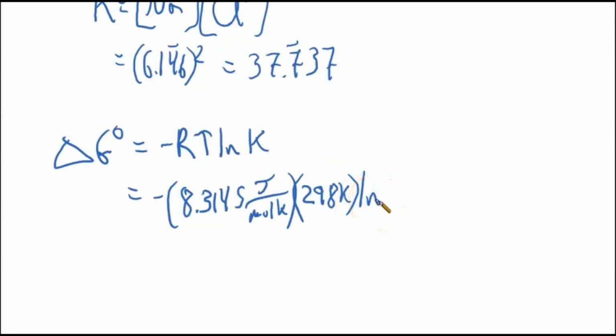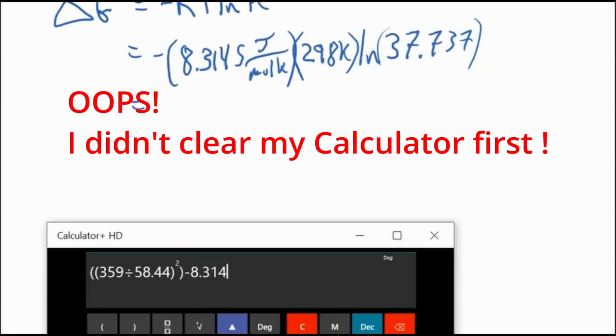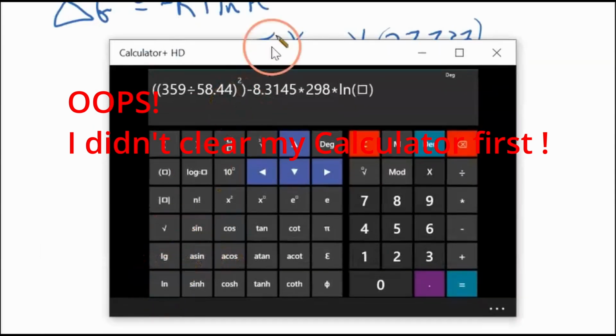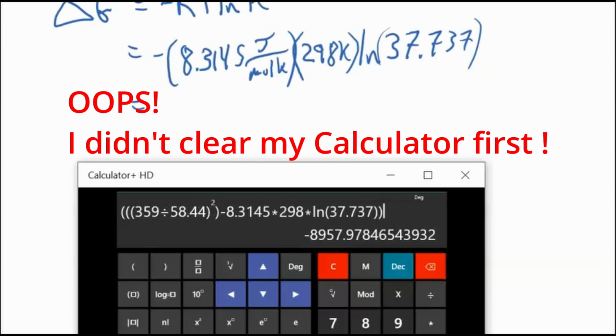Okay, so we'll plug this in. Negative 8.314 times 298 times, and the ln I think is way down here, ln of 37.737. It's a high equilibrium constant, which means the products are favored. So dissolving the sodium chloride is favored, is spontaneous, I should say.